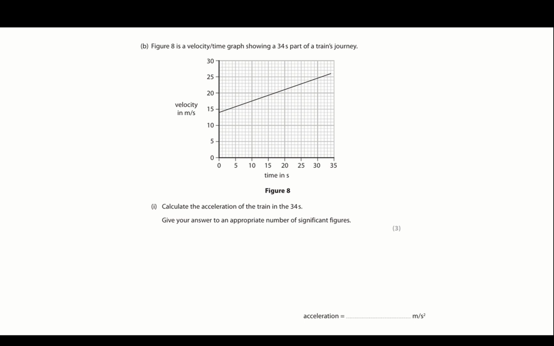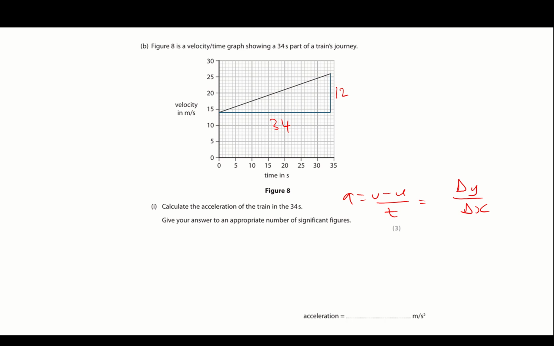Next one, we've got a velocity-time graph showing a 34-second part of its journey. Calculate the acceleration. So draw a little triangle, and we know a equals v minus u over t, but I've also taught you this is delta y over delta x. So we've got to find out this change. So that's going from 14 to 26. That's a change of 12. And it already told us that this is a 34-second journey. So now we've got it.